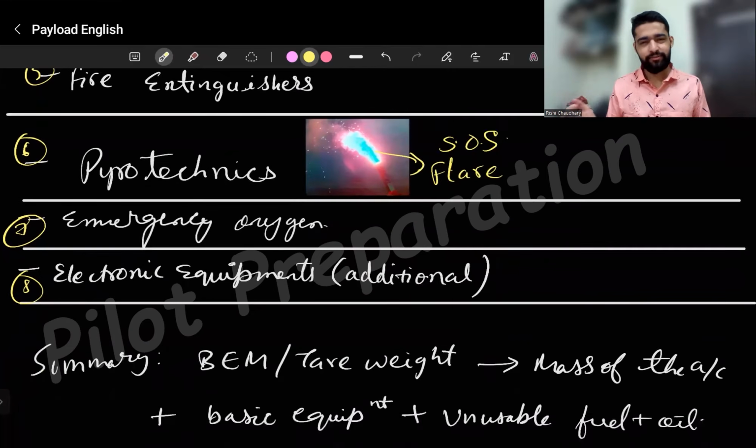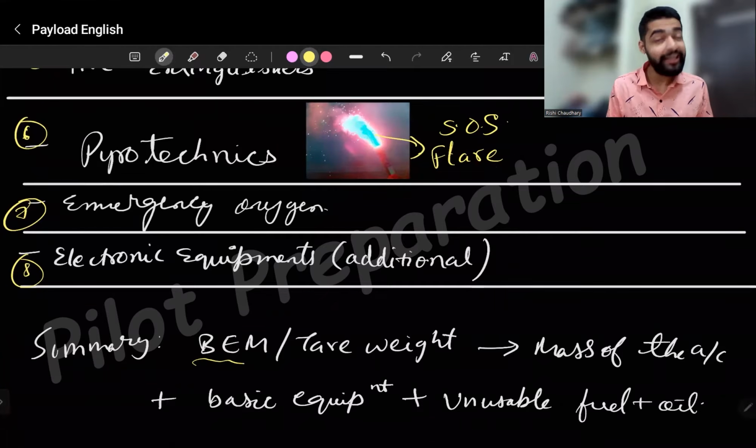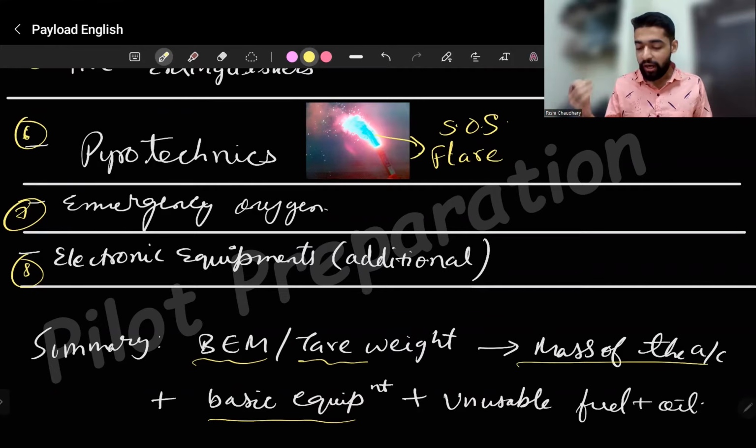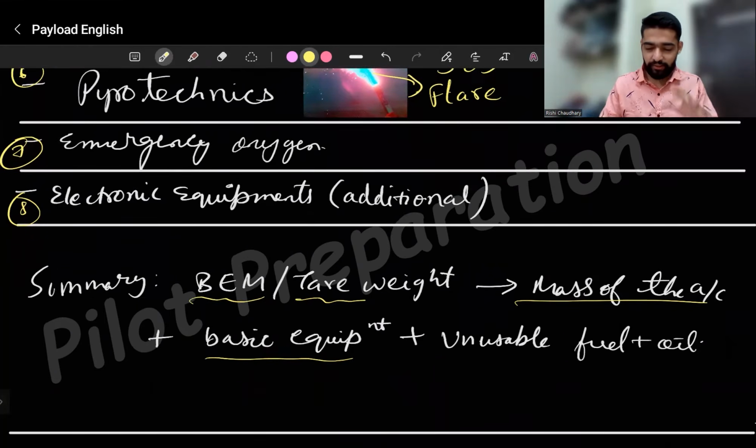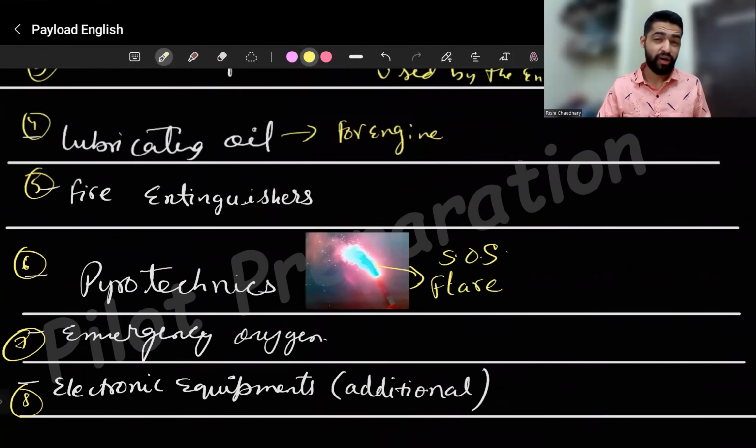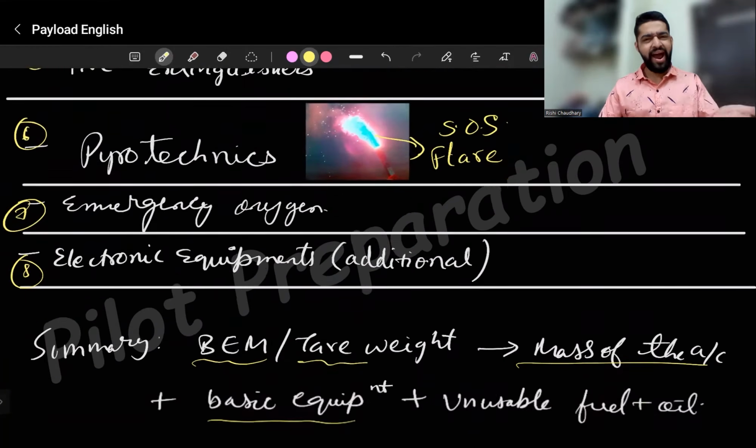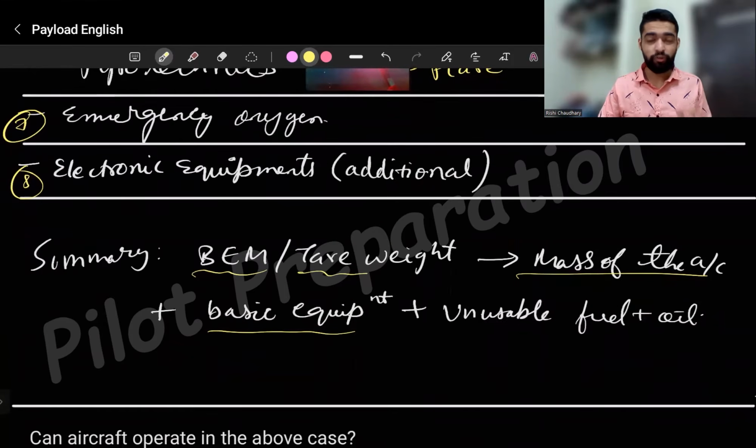So, a summary. We have already learned it very nicely, but again, let's summarize. Basic empty mass, also known as tare weight, is the mass of the aircraft plus basic equipment plus unusable fuel plus oil. In short, we can say it like that: pyrotechnic, emergency oxygen, electronic equipment, fire extinguisher, usable and unusable fuel. Okay, so a lot of things. Let's consider this as the first type of mass, that is basic empty mass. Now we'll add some more mass, which is very useful mass again.